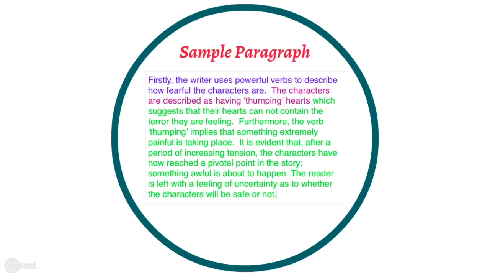The verb "thumping" implies that something extremely painful is taking place. It is evident that after a period of increasing tension, the characters have now reached a pivotal point in the story. Something awful is about to happen. So I've done my define and my imply there, and now comes my effect. The reader is left with a feeling of uncertainty as to whether the characters will be safe or not. So if you look, I've done my point, I've done my quote, and then I've done my DIES section. Okay, so I've done my define, imply, explain.